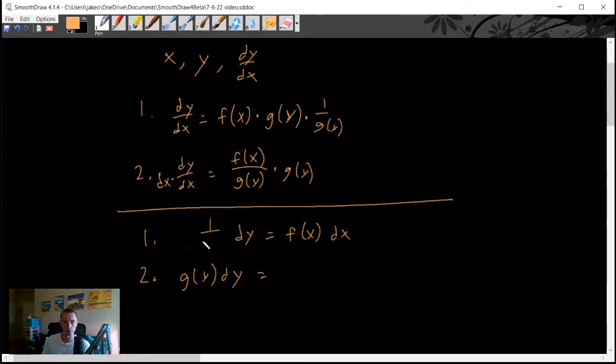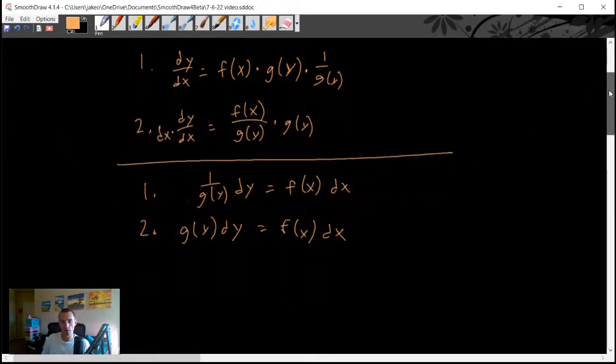So 1 over g of y would be multiplied to the left side of the equation. In this case, in the first example, we have 1 over g of y, and then in the second one, we have g of y times dy. And then similarly, multiply the dx over, just leaves us with f of x dx. So basically, we either get it to 1 over g of y dy or g of y dy equals f of x dx. Okay.